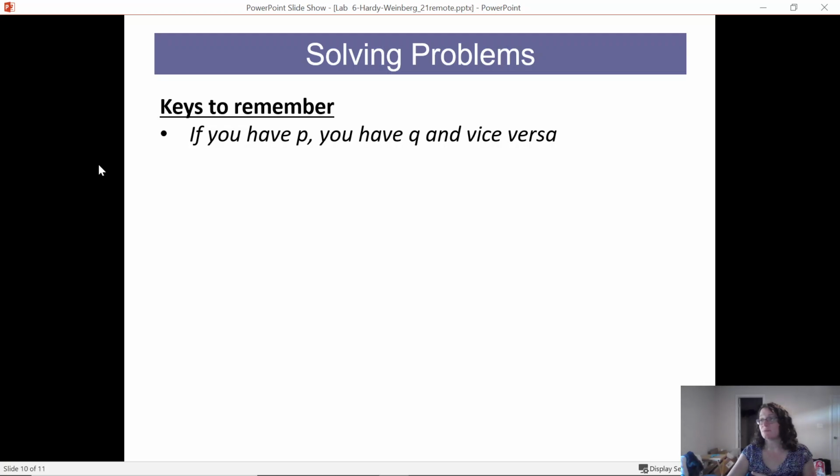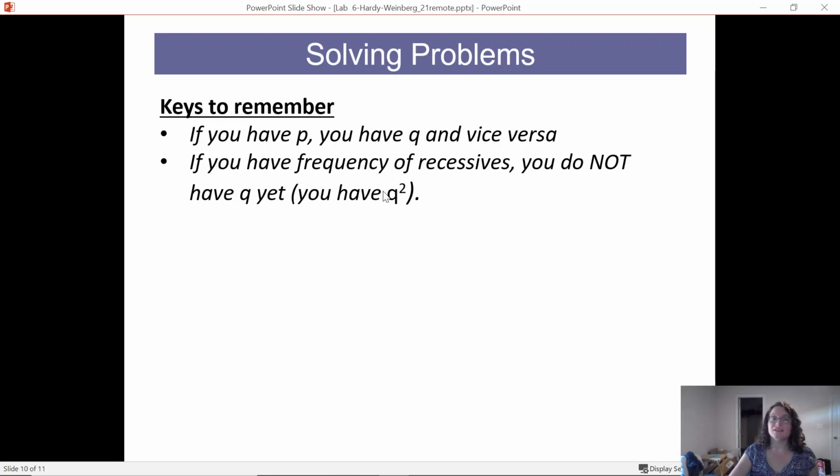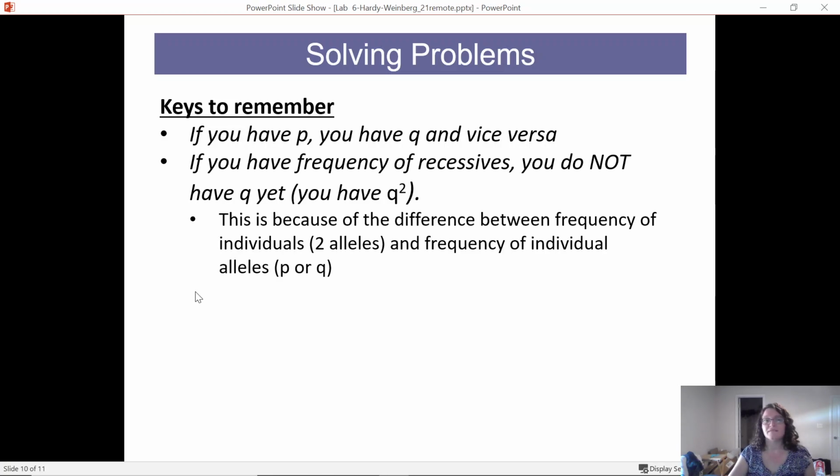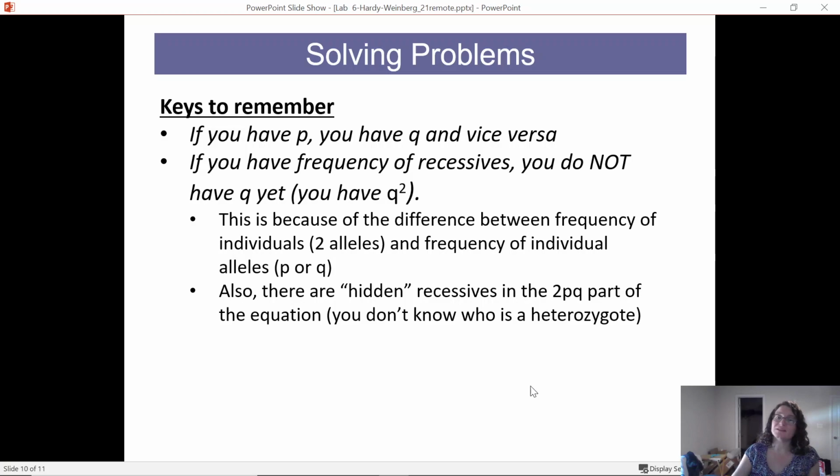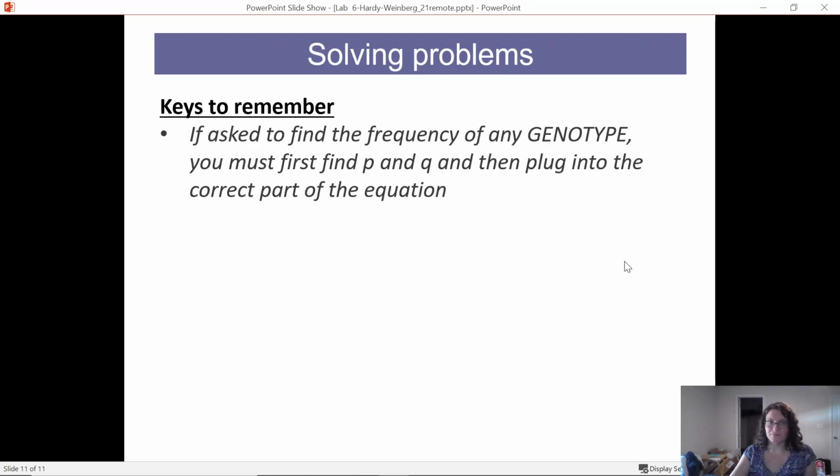Remember when you're solving problems for this, if you have p, you have q, vice versa. If you have the frequency of recessives, you do not have q yet, you have q squared, recessive individuals. Make sure you're finding the correct quantity, and if you want to find p, you can't use q squared to find p. You've got to get q first. This is because of the difference between frequency of individuals and frequency of alleles. Some of the alleles are hidden, hidden recessives in this 2pq part. q hides behind the p, which is generally dominant. And so you have all these individuals that look dominant but actually have recessives in them.